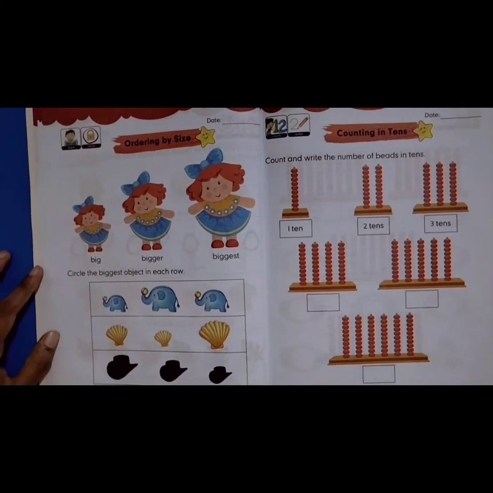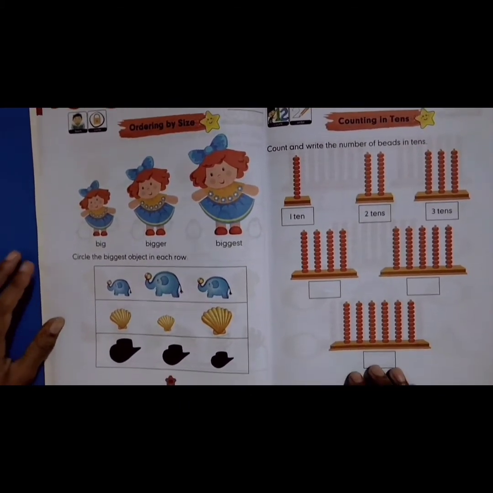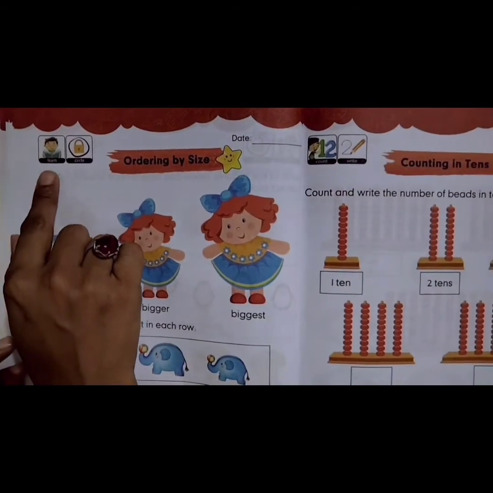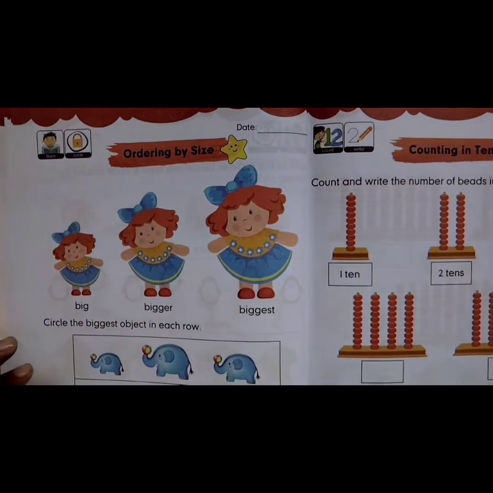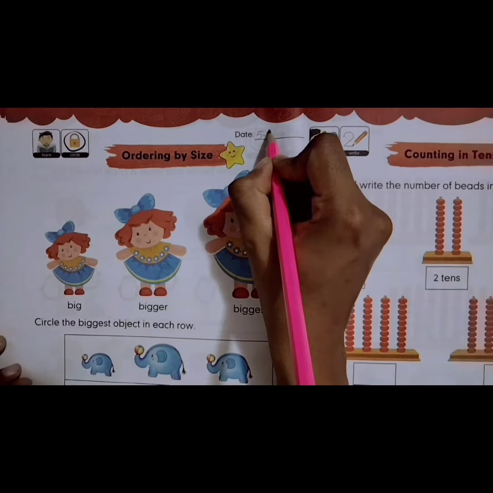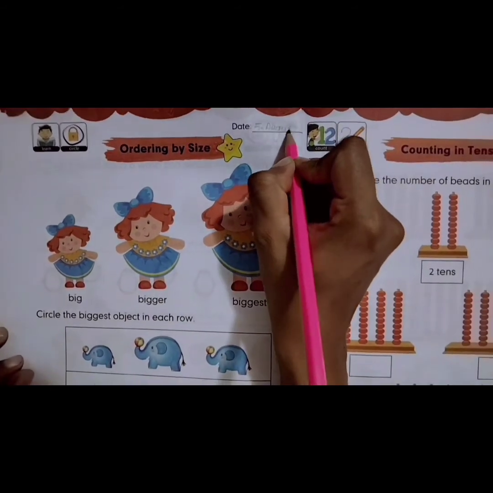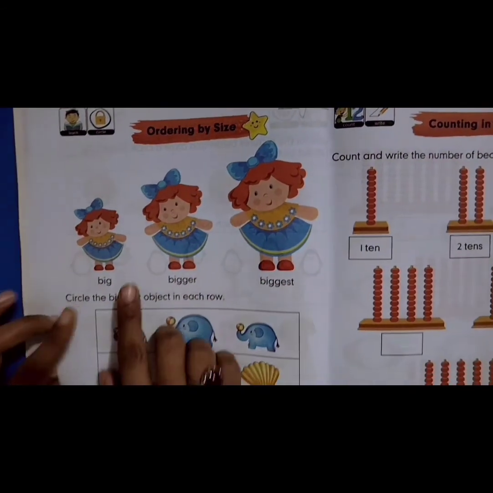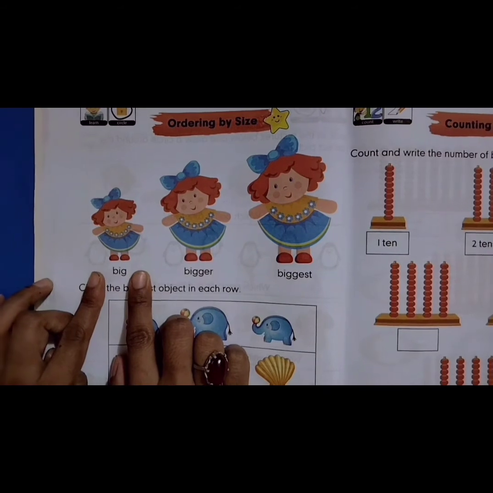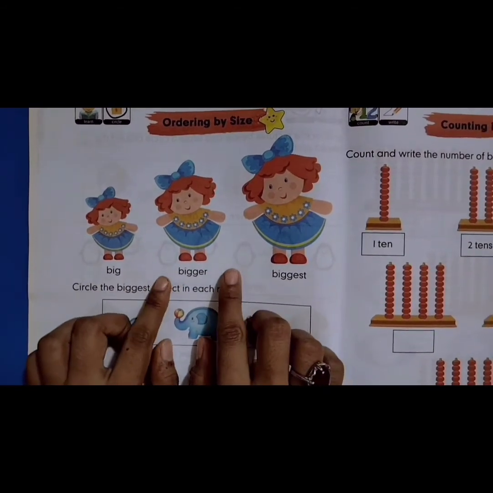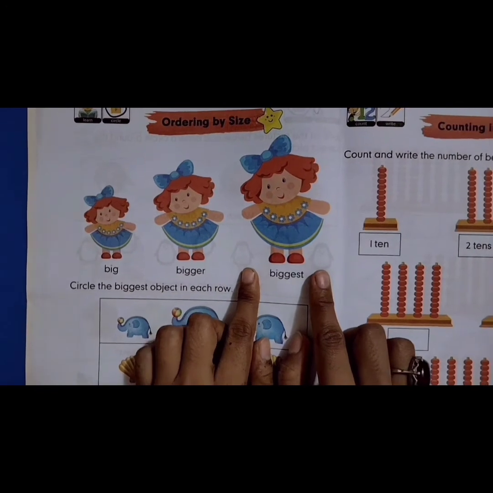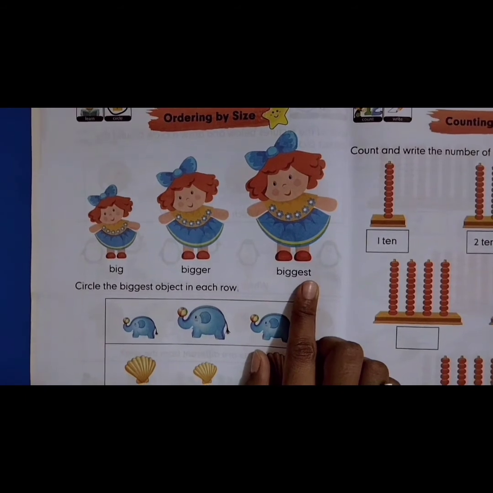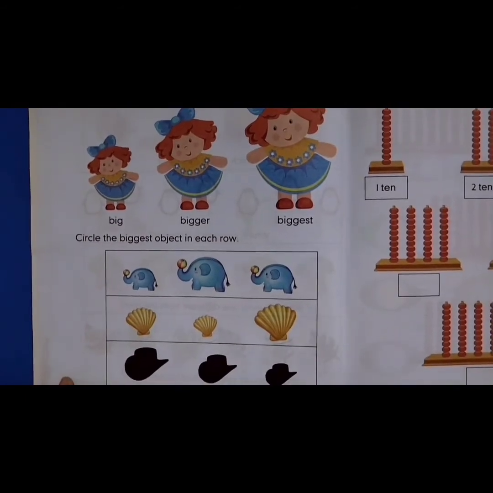Now I'm going to give you the concept of big, bigger and biggest. Open page number 20. The icon says learn, circle. Write down the date. It's 5th of August. Ordering by size. Here we have a big doll, then we have the bigger one, and at the end we have the biggest. Big, bigger, biggest.